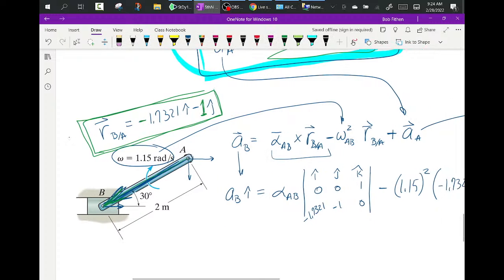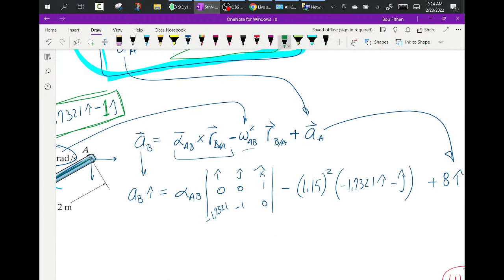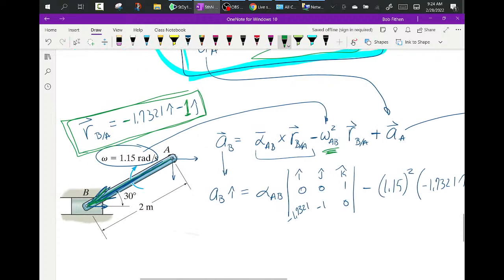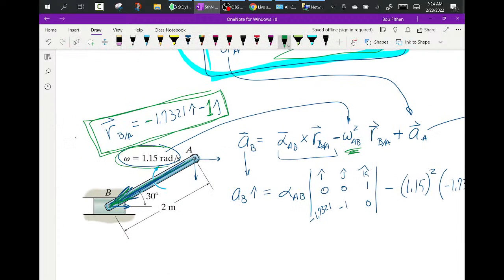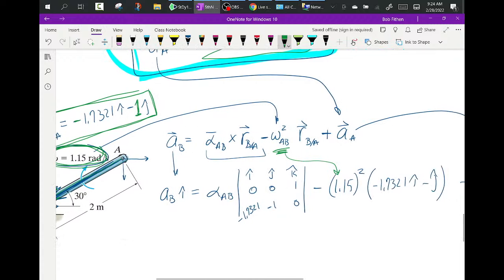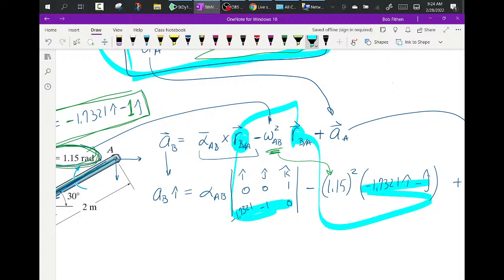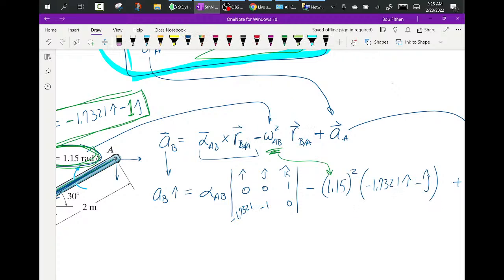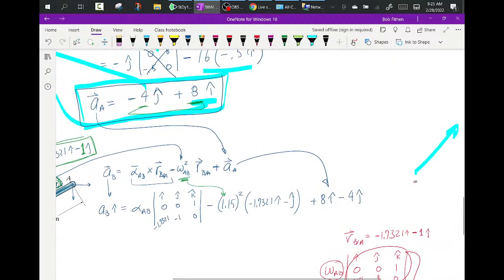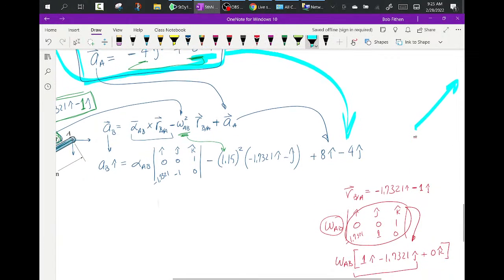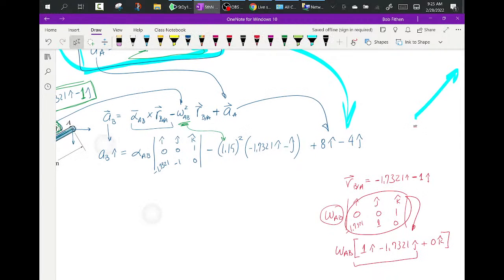Then I took the value of omega AB, which was given, but we found it, because usually it's not given. We put it right here. Then we took the R vector, which was this one, and we simply copied it right there, which is what we get right here. Then I have to carry my acceleration to right there. I think that's where I left off.